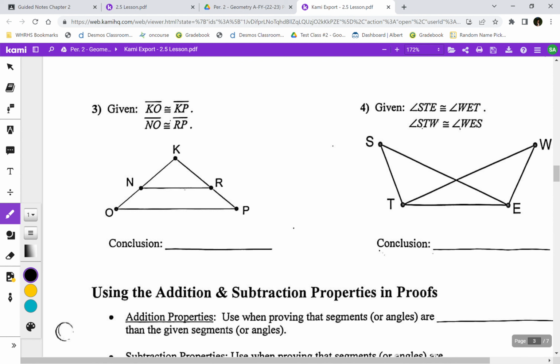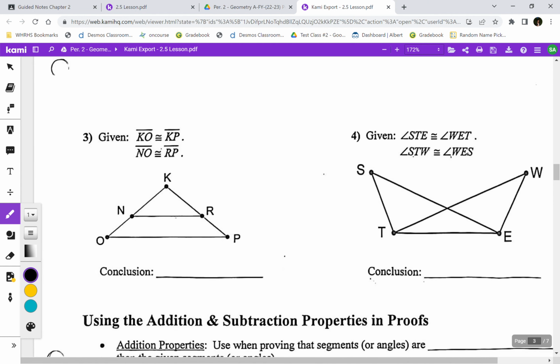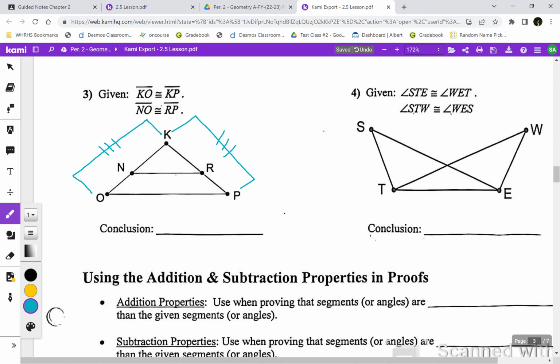All right, let's go through some given information and come up with conclusions. It's all about marking your diagram correctly. So here we have segment KO. Look how I mark this. Segment KO is congruent to segment KP. Look how I mark it. Segment NO is congruent to segment RP.